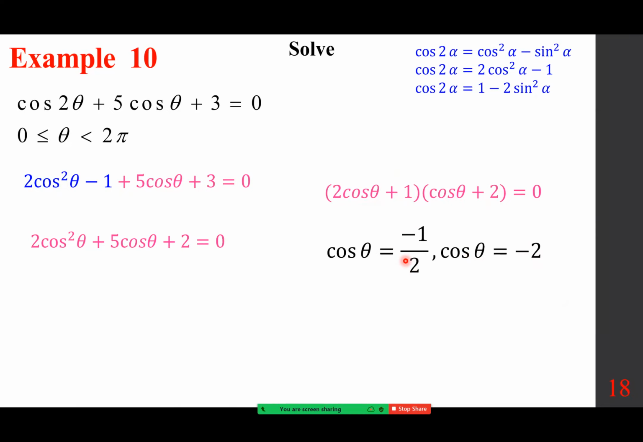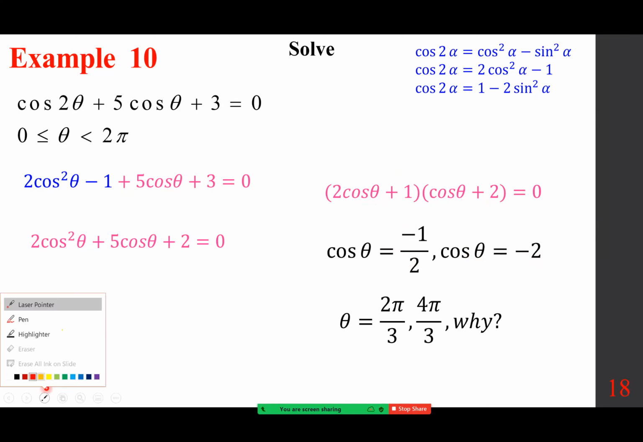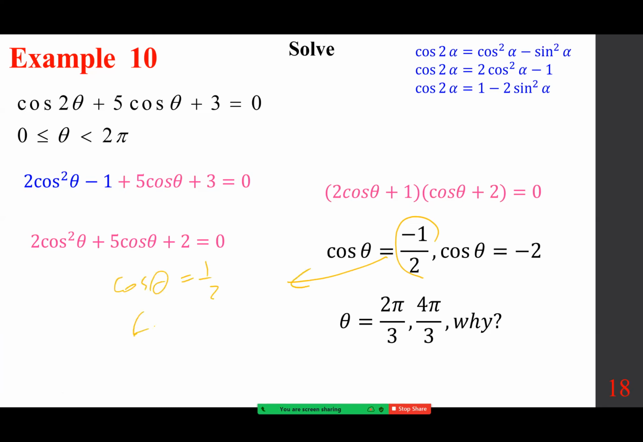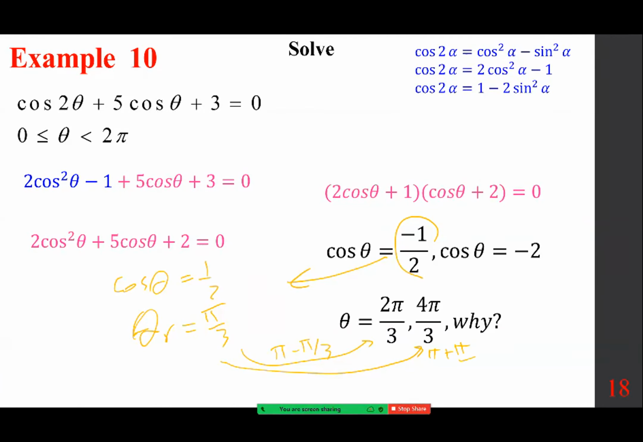For negative 1/2, remember 1/2 is pi over 3. Because it's negative, it's in the second quadrant, pi minus pi over 3, and it's in the third quadrant, pi plus pi over 3. So again, I want to make sure everybody understands what's going on. This one, cosine theta equals 1/2, reference arc equals pi over 3. Because it's negative, we say pi minus pi over 3 here, and we say pi plus pi over 3. And this, no solutions.